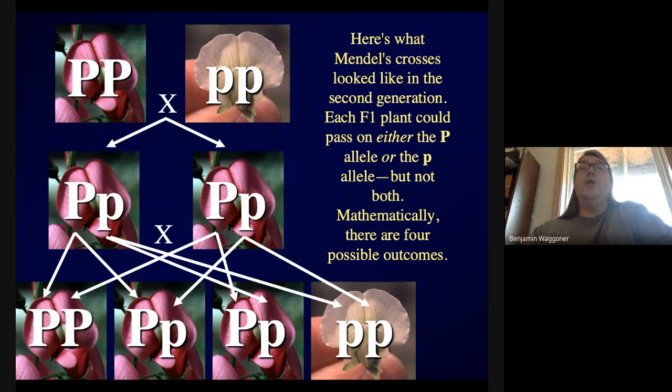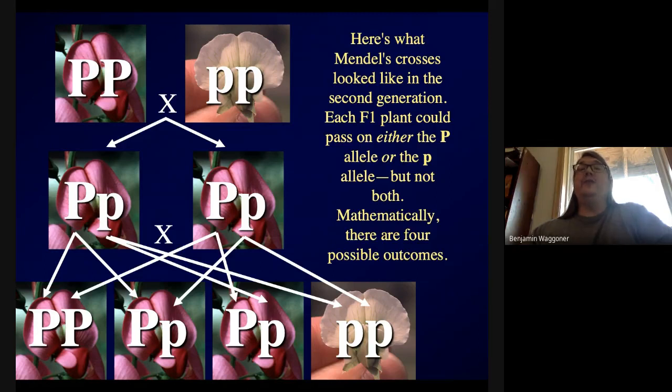You could be homozygous dominant. You could be heterozygous with one dominant allele from mom and a recessive from dad. You could be heterozygous with a recessive from mom and a dominant from dad. Or you could get two recessive alleles, one from each parent, and be homozygous recessive. All four of those outcomes have equal probability, and that explains why you get that 3-to-1 ratio.